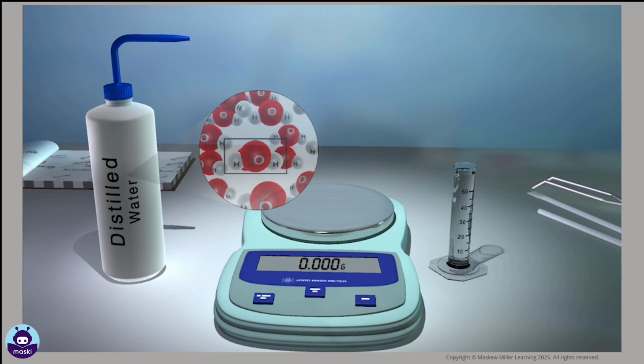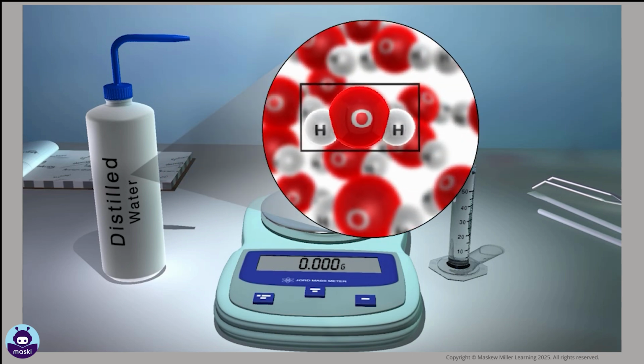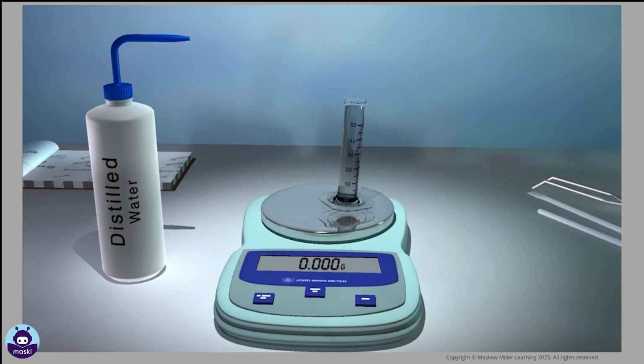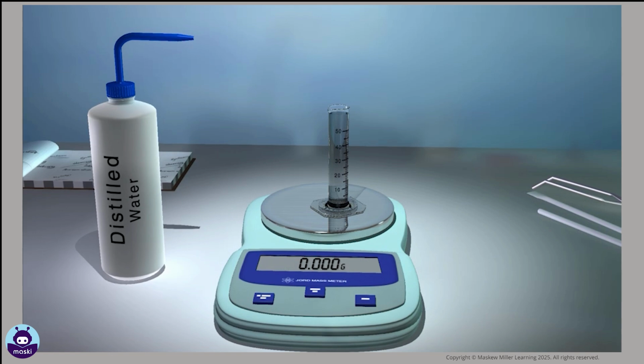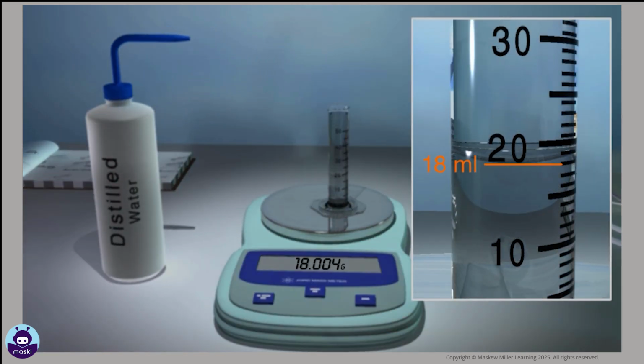Therefore, if we take a sample of water that has 1 mole of water molecules, it will have 1 mole of oxygen atoms and 2 moles of hydrogen atoms. In other words, if we take a sample of oxygen atoms that is exactly 1 mole, and a sample of hydrogen atoms that is exactly 2 moles, the combined mass will be equal to the mass of 1 mole of water. 1 mole of water has a mass of 18,004 gram.